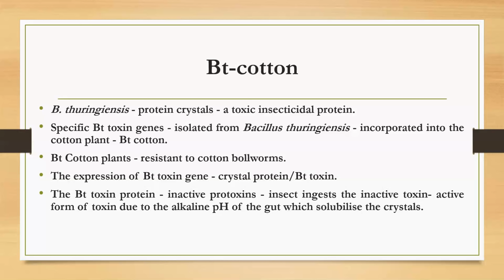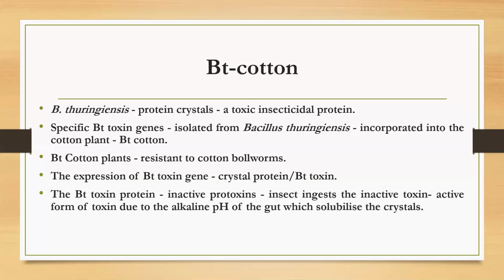But when the plant material enters into the digestive tract of the insect, the non-toxic protoxin Bt toxin, that is the crystal protein, undergoes a chemical change that leads to the formation of a toxic Bt toxin. The reason is the alkaline condition. There is an alkaline condition in the digestive tract or gut of the insect.